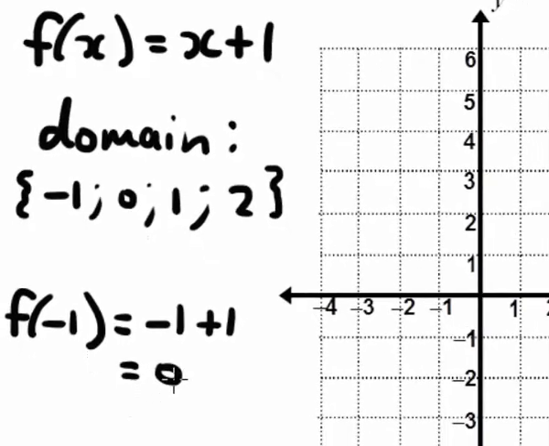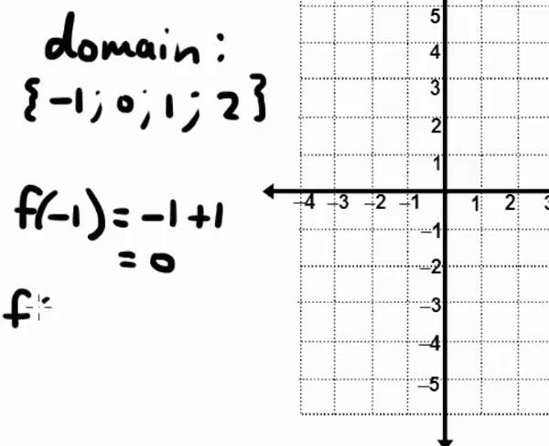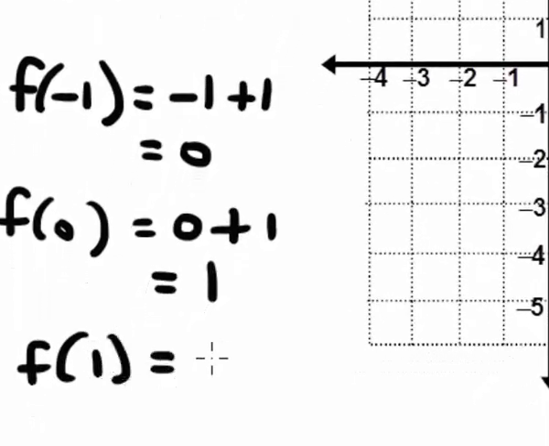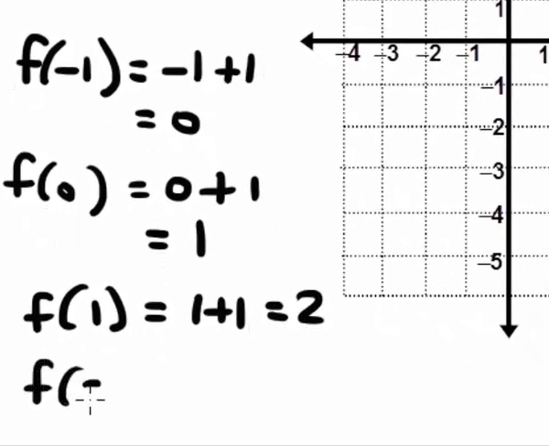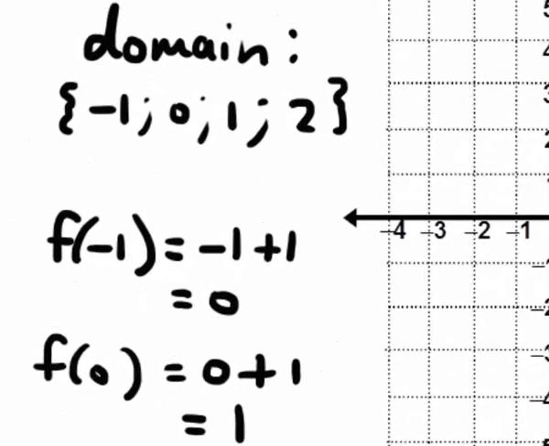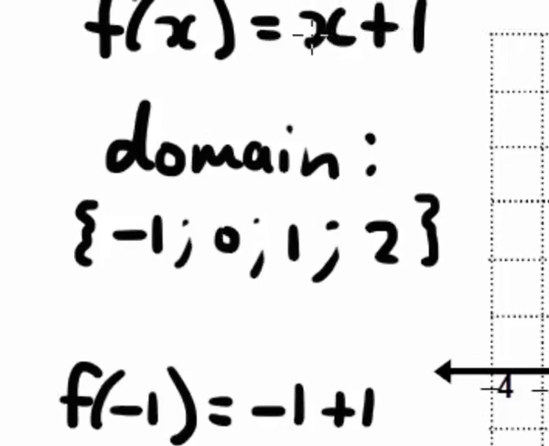So that's going to give you part of your range. Okay, let's have a look at the f of 0. Well, that'll be 0 plus 1, because that's x plus 1, and that gives you 1. What is the f of 1? It's 1 plus 1, which is 2, and the f of 2 is 2 plus 1, which is 3. Remember, what are you doing? You're simply taking these x values and plugging them into x plus 1.